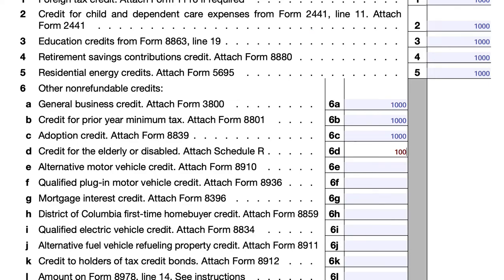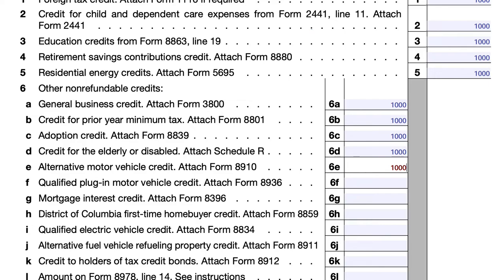In line 6D, the tax credit for the elderly or disabled as calculated on Schedule R. If you've never heard of Schedule R, chances are you probably don't qualify, but there are income, age, and or disability limitations to this. So most taxpayers don't file Schedule R. However, those who do might be eligible to take a tax credit.